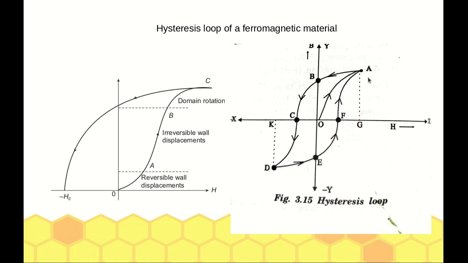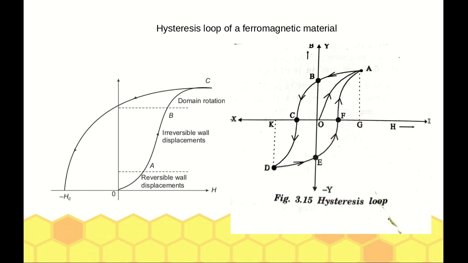Look at this. When we decrease the magnetic field from this point A, it will not go to O via this way. When we decrease the magnetic field to 0, the intensity of magnetization decreases only to the value B. This is known as the retentivity of the magnetic material. Retentivity means it retains some magnetization when we completely remove the magnetic field.